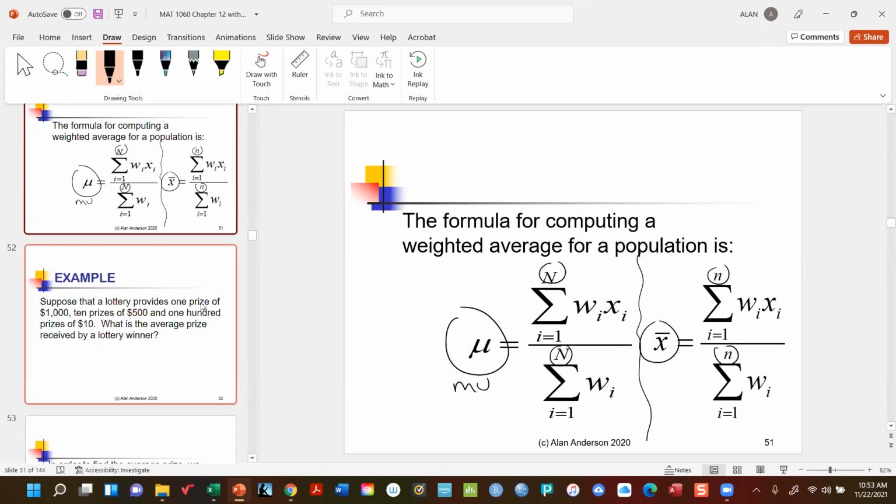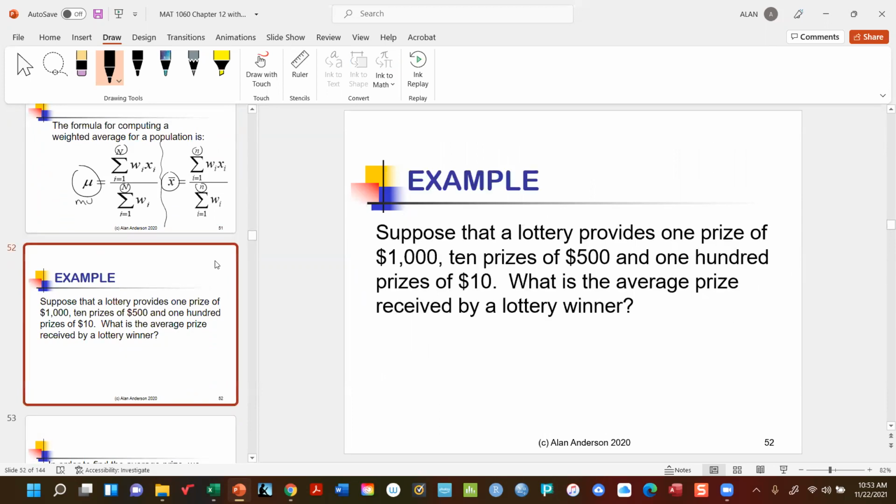Now, here's an example. This is kind of an interesting example. Suppose there's a lottery, but it's not the New York State lottery. It's not a gigantic lottery. It's a small lottery. It has one prize of $1,000, 10 prizes of $500, and 100 prizes of $10 each. What is the average prize received by a lottery winner?